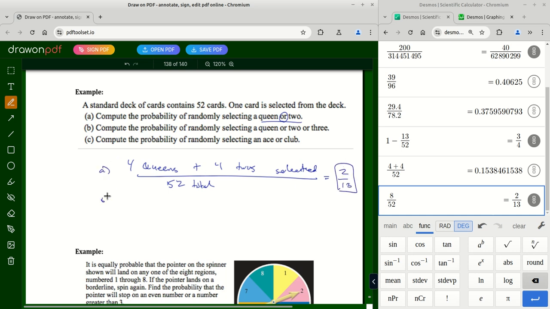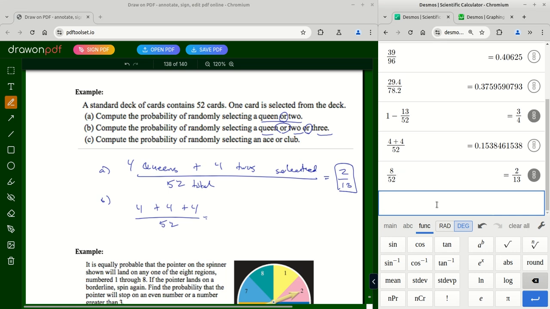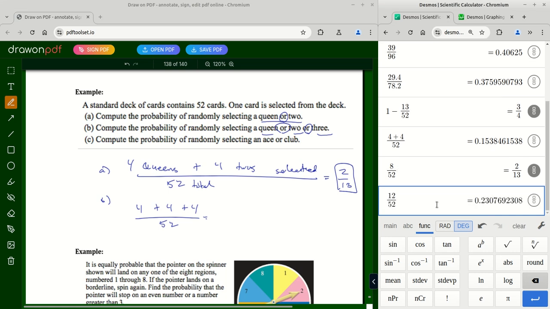I kind of wrote pretty big. Part B, it says a queen or a 2 or a 3. So you're adding them all up. That's 4 plus another 4 plus another 4, all over 52. There we go. So 12 out of 52. They want a fraction if at all possible. Sweet.